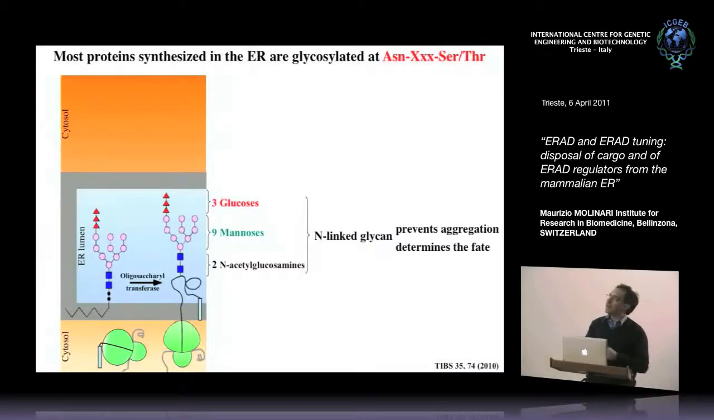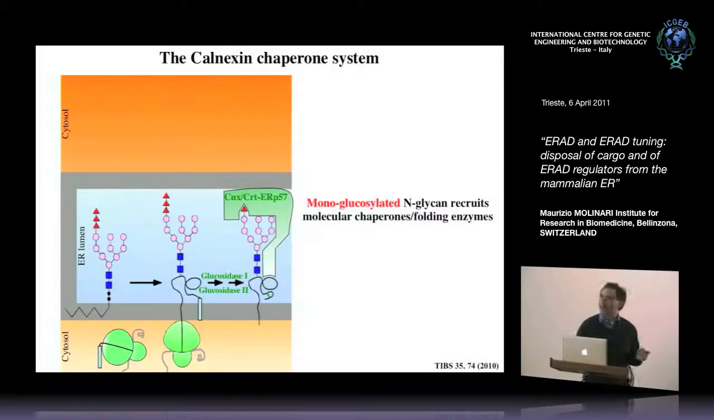And then the second very important task of this modification is that it determines the fate of the polypeptide chain. It determines whether the polypeptide chain will be folded or not folded. It determines whether the polypeptide chain will be degraded or not degraded. And this is explained in the next few slides.